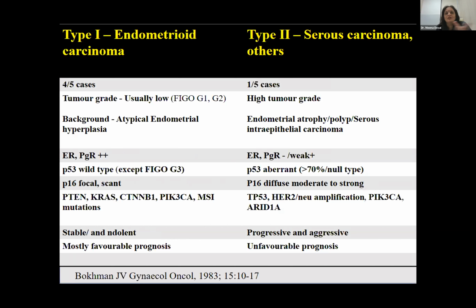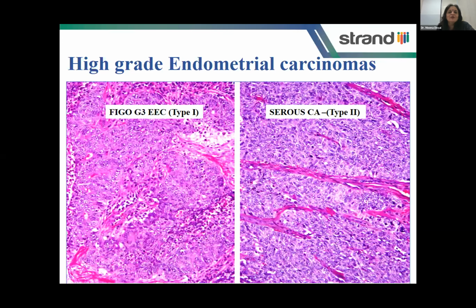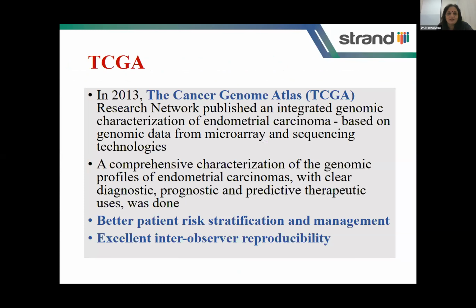This is the usual type 1 and type 2 carcinoma which we have seen traditionally. It was classified by Bokhman in 1983, and today we add a few things like IHC markers like P53, ER, PR, and sometimes P16, but yet there is a lot of overlap. As you can see over here, there are two different types of high-grade ones, the FIGO grade 3 endometrioid type and the serous, and they look very similar to anyone.